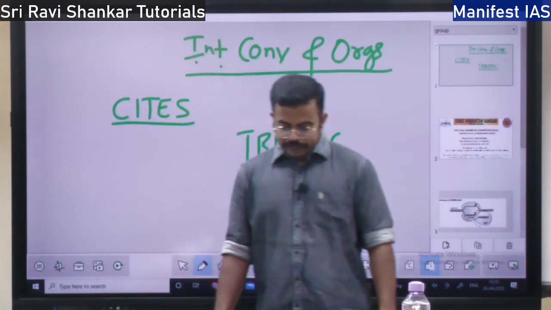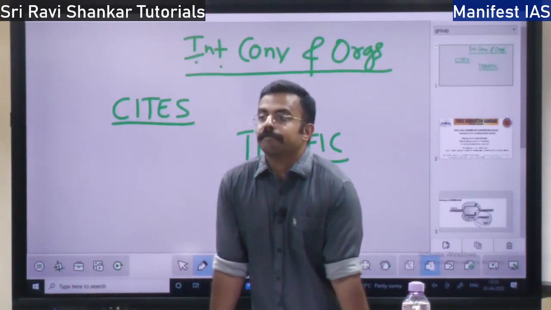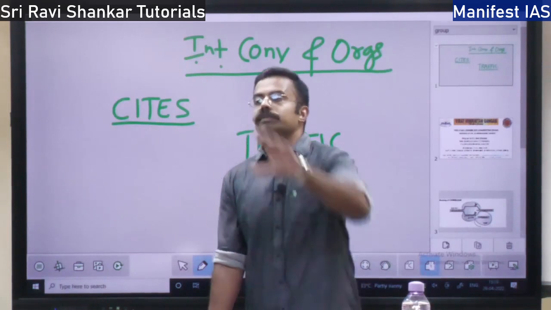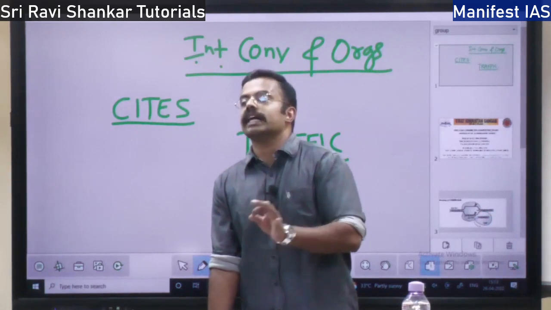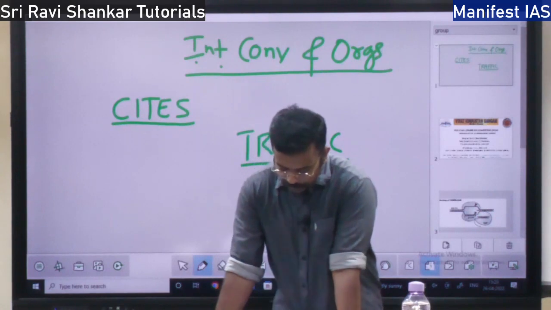So when it comes to migratory species, this CMS is a framework convention. What is a framework convention? It gives a broad framework. So the internal details, the individual countries can fill in. So this is a framework convention, right?